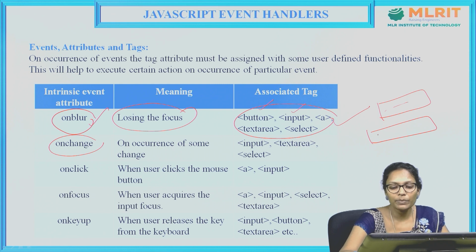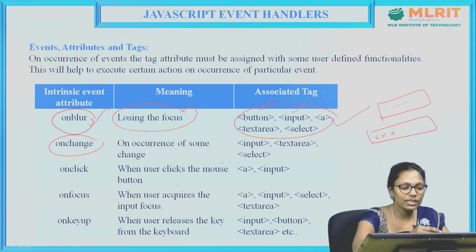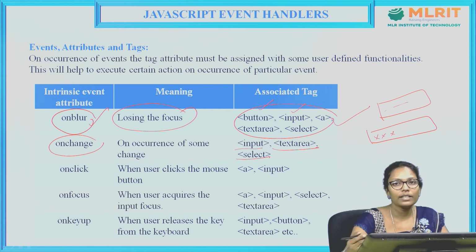If I write something, the change is occurring. So on change, if any change is there in the text field or text area or any attribute or any element, then this event will occur. This event or attribute can be used with the input tag, textarea tag and select tag.